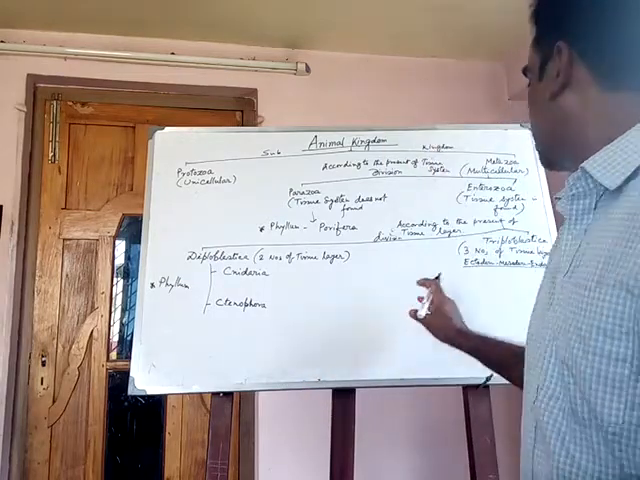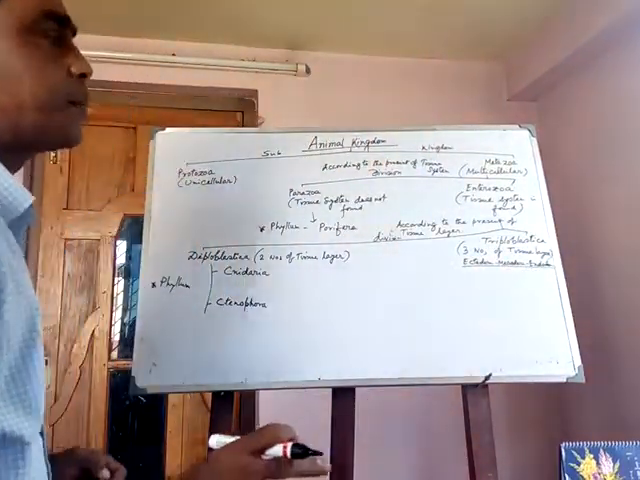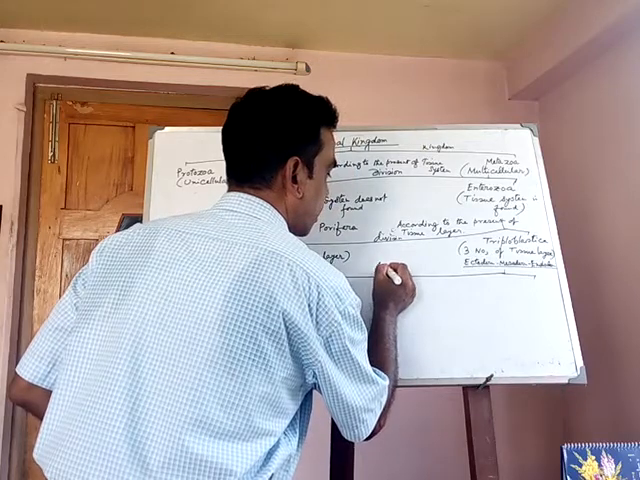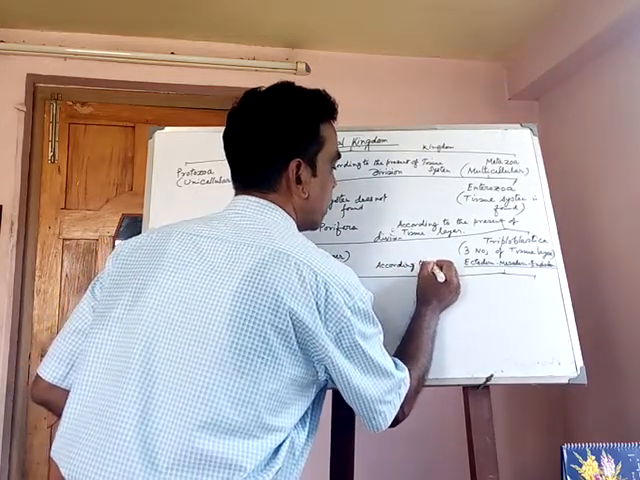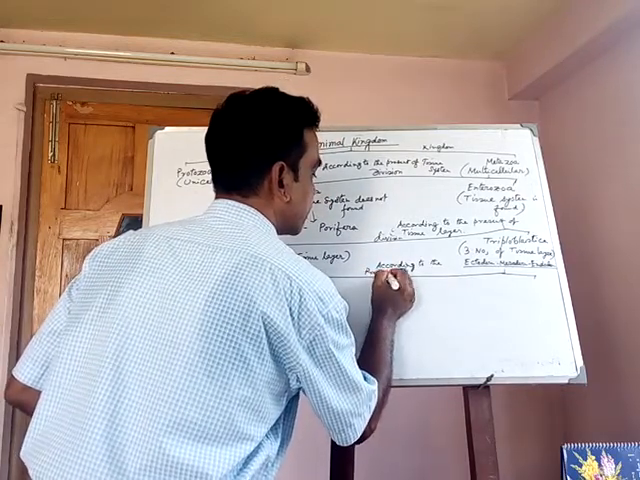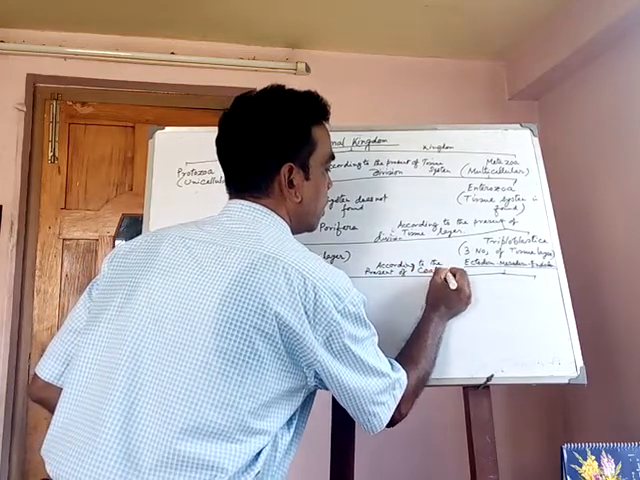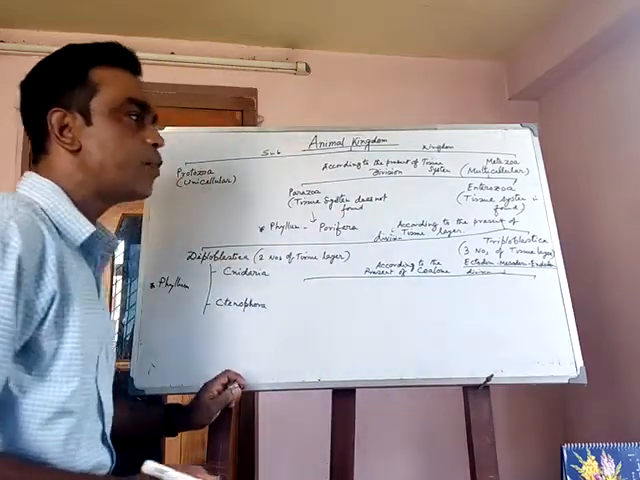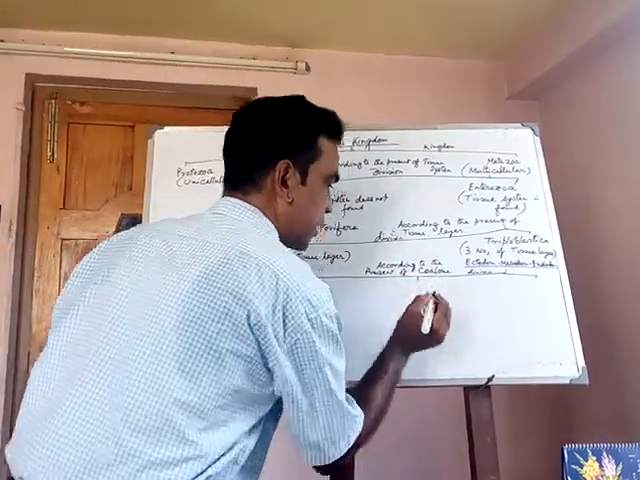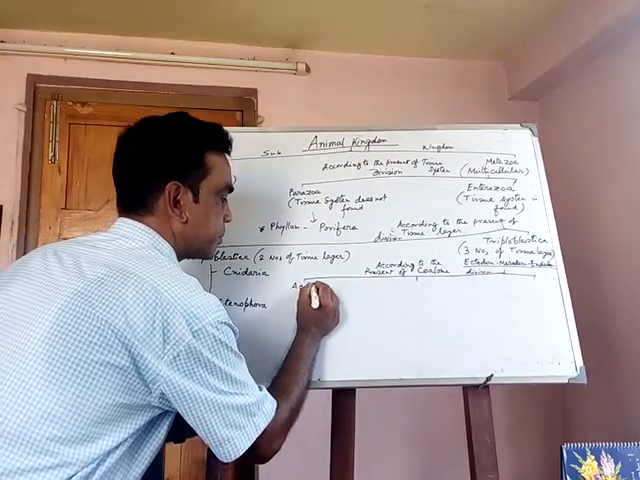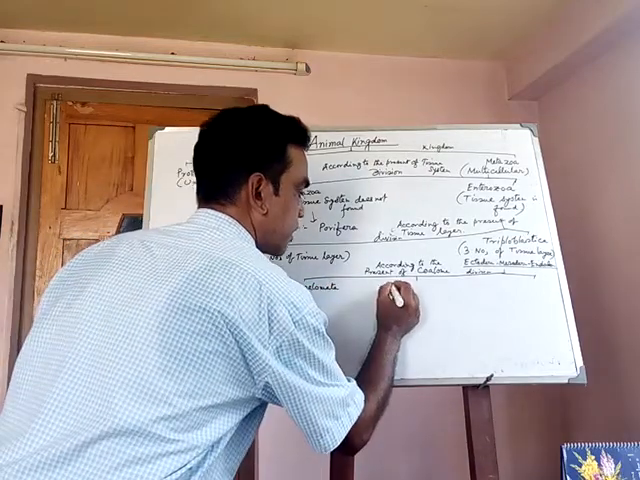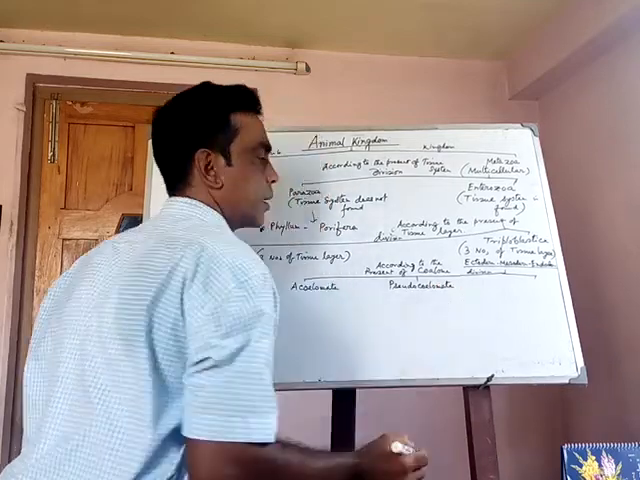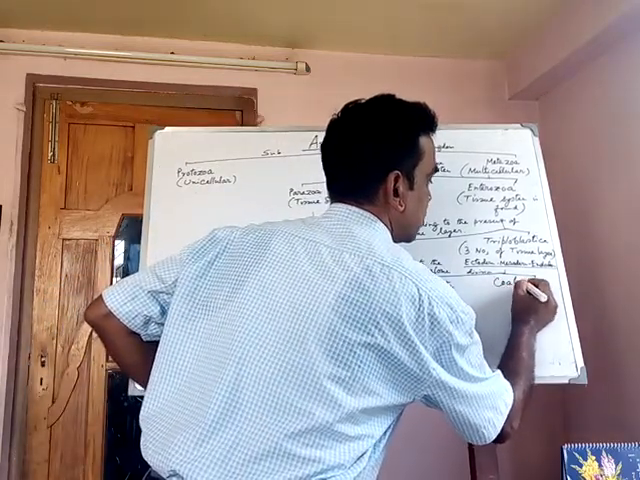Triploblastica is further divided into three divisions according to the presence of coelom. According to the presence of coelom, the triploblastica is divided into three separate divisions: one, acoelomata. Next, pseudocoelomata. And next, coelomata.